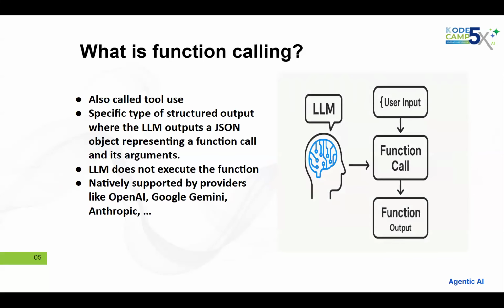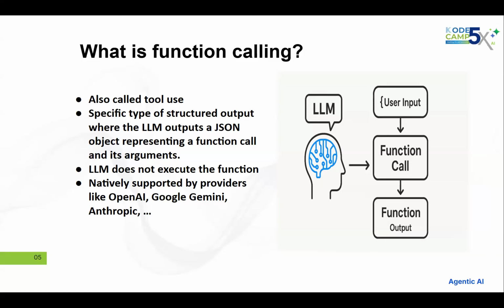Now, what is function calling? Function calling is the same thing as tool use. So if I say tool use, I mean function calling. If I say function calling, I mean tool use. Function calling is simply a type of structured output from LLMs, where the LLM outputs a JSON object that represents a function call, including the arguments of that function.